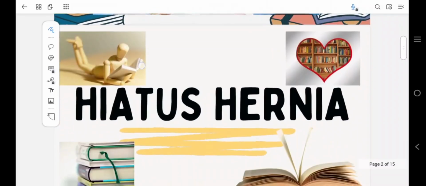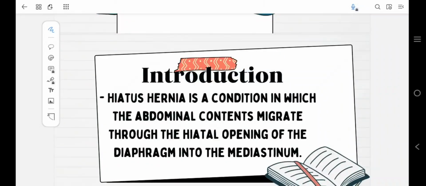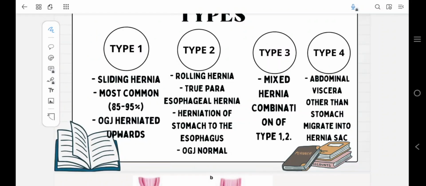Today's topic is hiatus hernia. Hiatus hernia is a condition in which the abdominal contents migrate through the hiatal opening of the diaphragm into the mediastinum. There are four types of hiatus hernia.